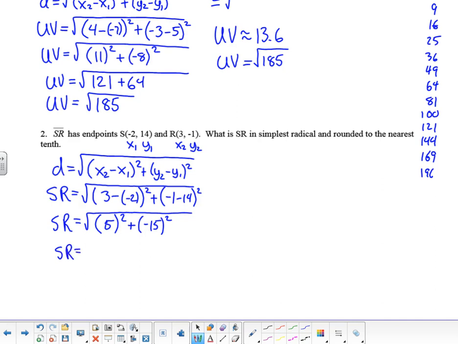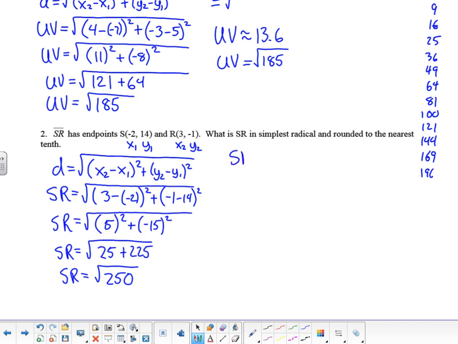So SR is 25 plus 225. So SR is going to be the square root of 250. If you're ever doing this and you get a negative number, you know that you did something wrong, because when you square it, it's always going to become positive. Usually that error happens when you enter things into your calculator. You don't put it inside of the right parentheses when you're squaring things.